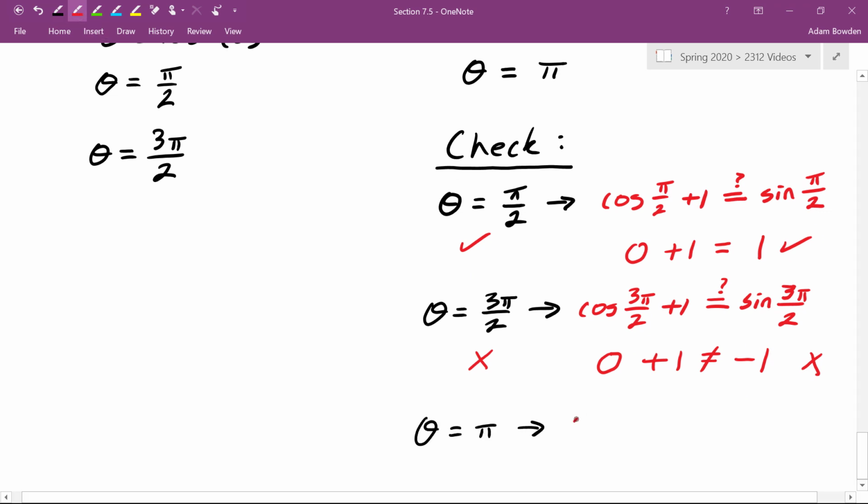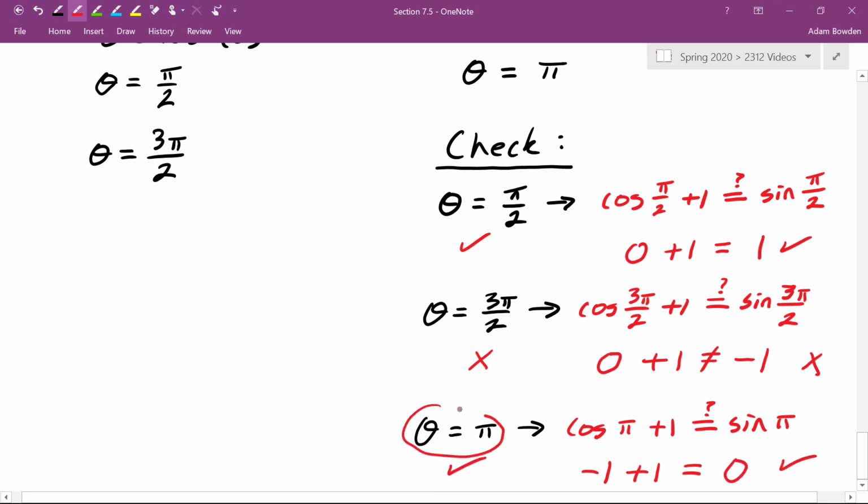The last answer we had got was theta equals pi. If we plug that in, we'll have cosine of pi plus 1, and we're checking to see is that equal to sine of pi. Well, cosine of pi is negative 1 plus 1. Sine of pi is 0, so this does check out. We have two of these that are correct, and one of them that got introduced, which is not a solution.